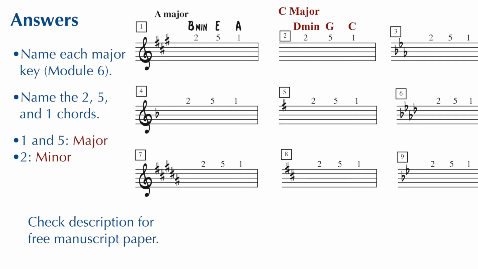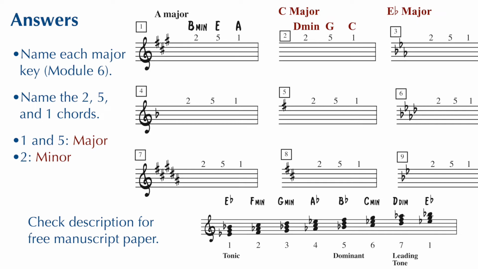Number 3, 3 flats in the key signature puts us in the key of E flat major. Build out the E flat major scale and its triads, and now we can see that the 2 chord is F minor, the 5 chord is B flat major, and the 1 chord is E flat major.